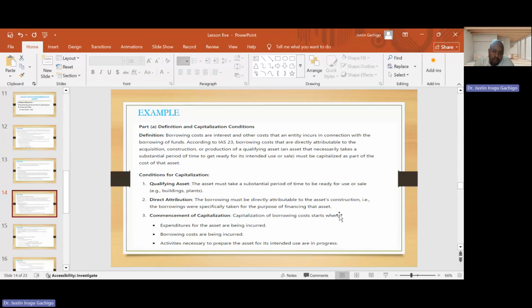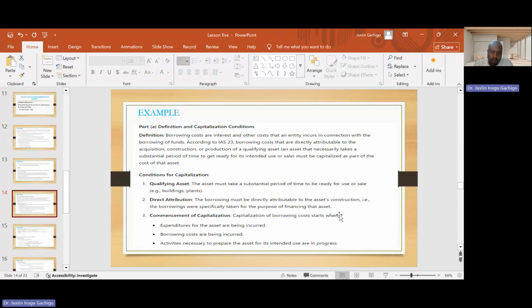Then we have the conditions for capitalization. The conditions include a qualifying asset. The asset must take a substantial period of time to be ready for use or sale. Direct attribution: the borrowing must be directly attributable to the asset construction, e.g., the borrowing was specifically taken for the purpose of financing that asset.